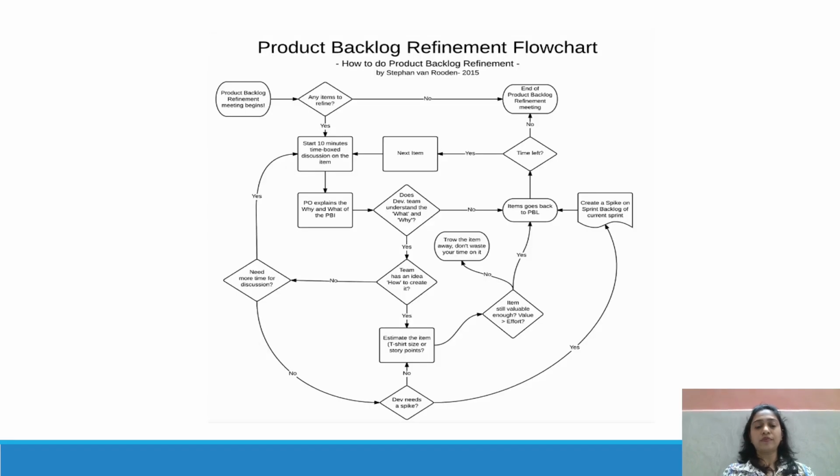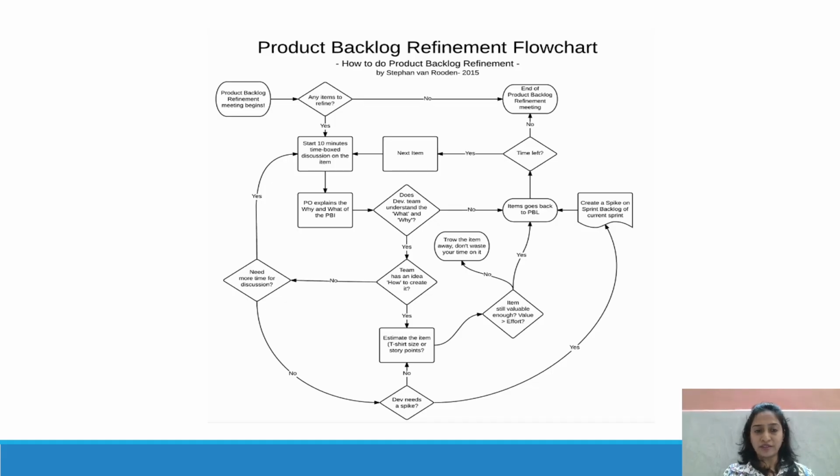So this is the product backlog refinement flow chart. You can see how to do the product backlog refinement. The product backlog refinement meeting begins at the left-hand side. Is there any item to refine? If no, then we can end.